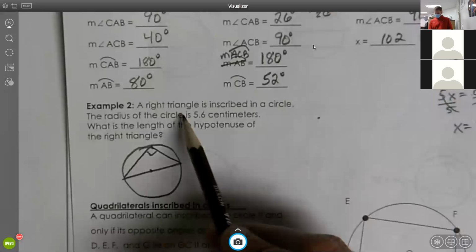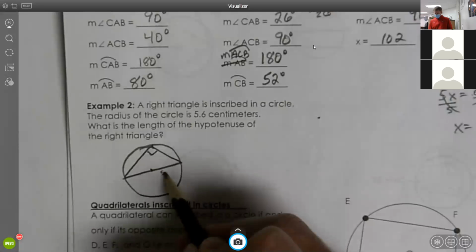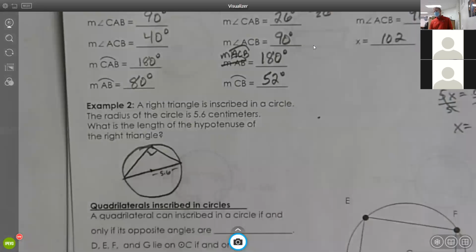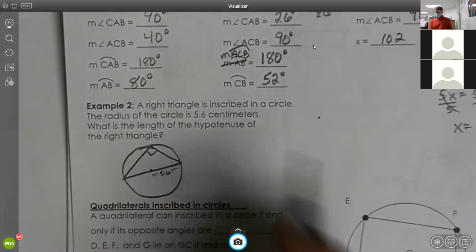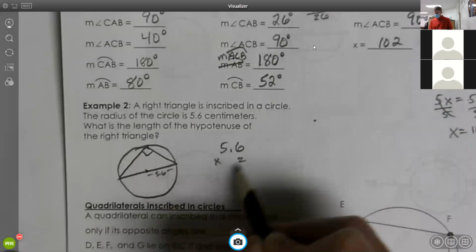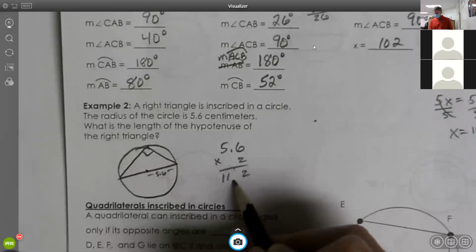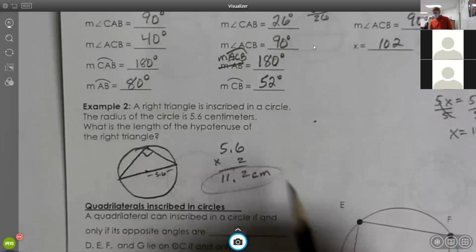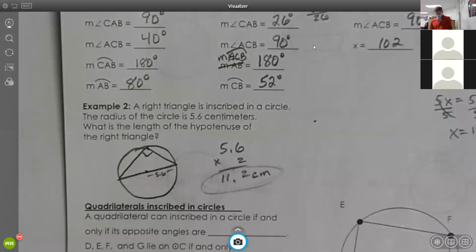The radius is 5.6. So we know that the hypotenuse is going to be double that. And the hypotenuse is the diameter. I totally agree. Good job. 11.6 would be double the radius. Oh, yes, 11.2. It's 5.6 times 2 is 11.2. Good call.